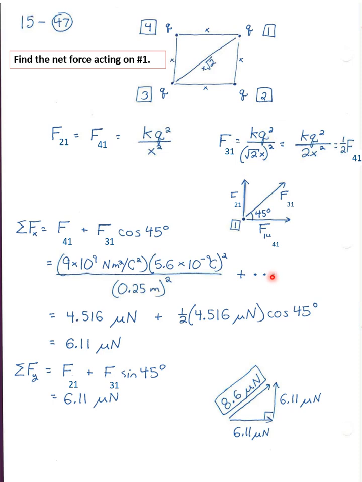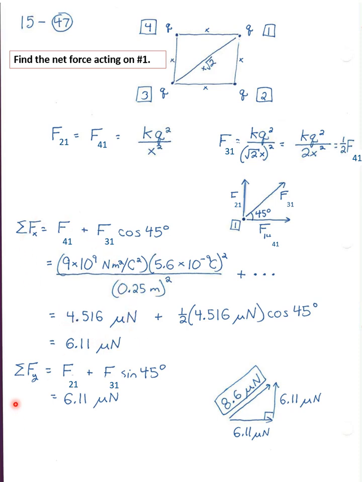The force of 3 on 1 is 1/2 of the force of 4 on 1 times the cosine of 45 degrees. And there I've done it. So when I plug in the values, it's 4.516 micronewtons plus 1/2 of 4.516 micronewtons times that cosine of 45 degrees. And it comes out to be 6.11 micronewtons. So what we've done here is we've solved for the x component of the forces.